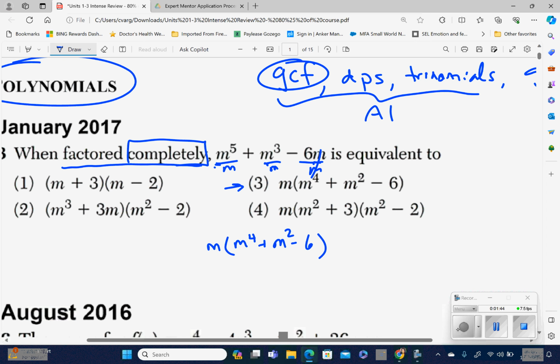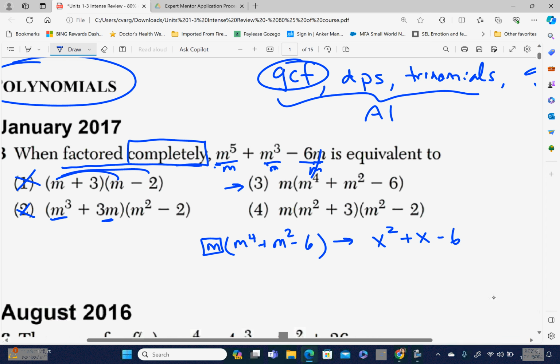So automatically, let me backtrack a little bit. See the m and m here? This is not factored completely, so that is out. If I look at this one and I FOIL this out, I do not get m to the fifth. M times m is m squared, so that is automatically out. And again, they want us to choose 3, and we're going to see why it's not 3. The reason why it's 4 and not 3 is because our m is already factored out, as we talked about. And then m to the fourth plus m squared minus 6 might be a little bit harder to factor, but you know how to factor something that looks like this.